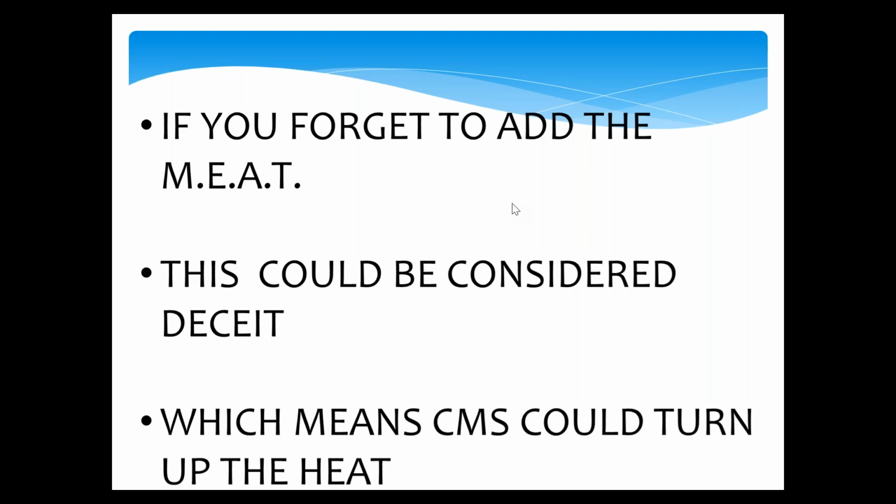So if you forget to add the MEAT, this can be considered deceit, which means CMS can turn up the heat. Not to end with such a corny thing, but basically it's critical that you document these conditions, especially now with the technology we have with these EMRs where they automatically put this stuff in. Make sure you document it, make sure you assess it, make sure you treat it, make sure you have everything you need.